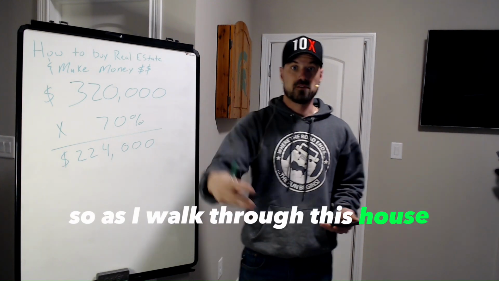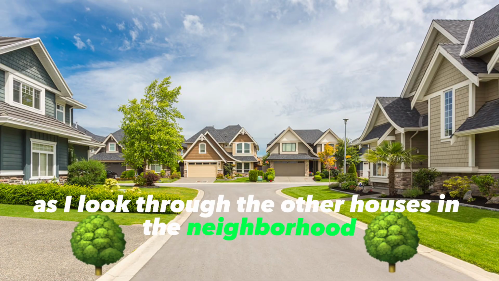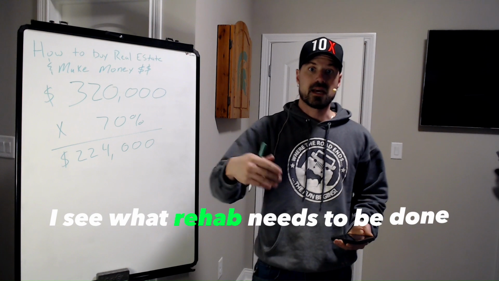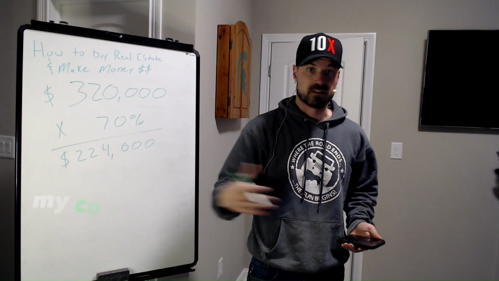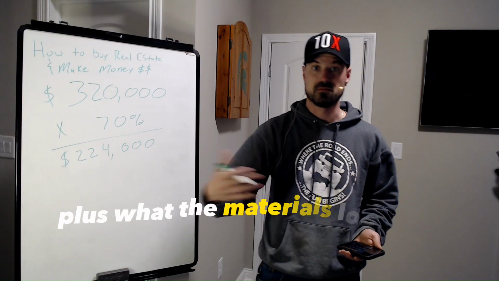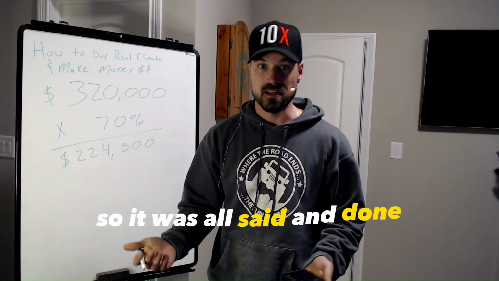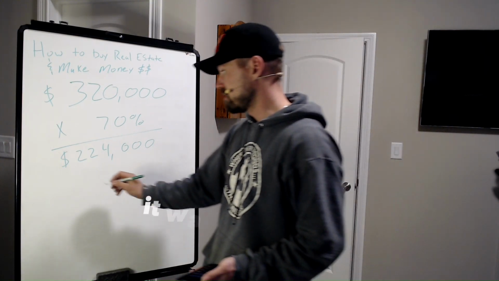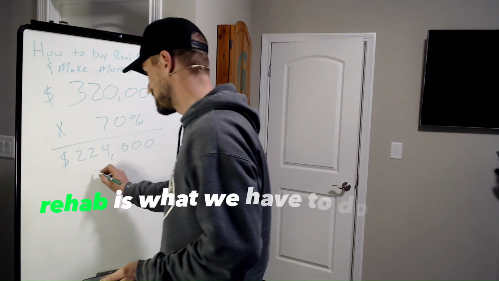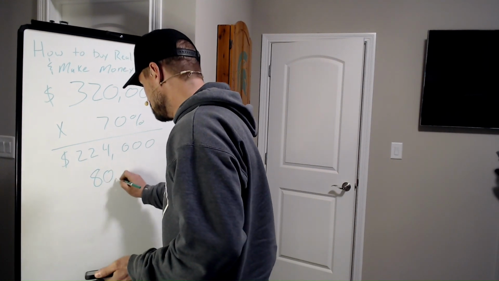So as I walk through this house, and as I look through the other houses in the neighborhood, I see what rehab needs to be done. I also take my contractor. My contractor comes with me and walks through it, and he lets me know how much he's going to charge me, plus what the materials look like. So when it was all said and done, it was an $80,000 rehab that we have to do on this house.